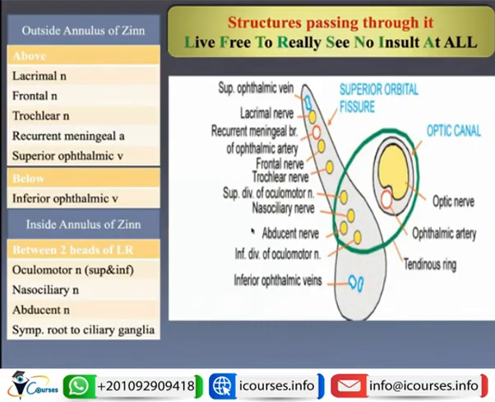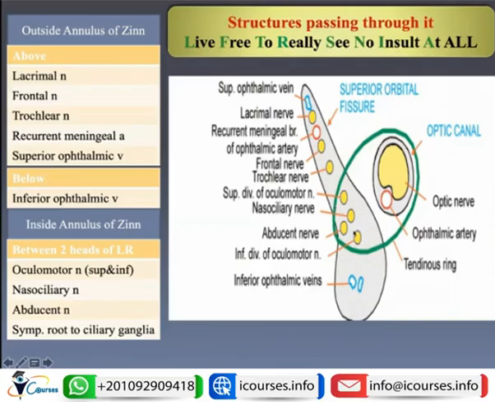So here we come to one of the most important slides in our lecture today, which is the structures that pass through the superior orbital fissure. The superior orbital fissure transmits a large number of nerves, veins and arteries, and it is one of the hot topics in exams to be asked about. These structures can be divided, by the attachment of the tendinous ring, into structures passing above it, structures passing below the common tendinous ring, and structures passing within the common tendinous ring.